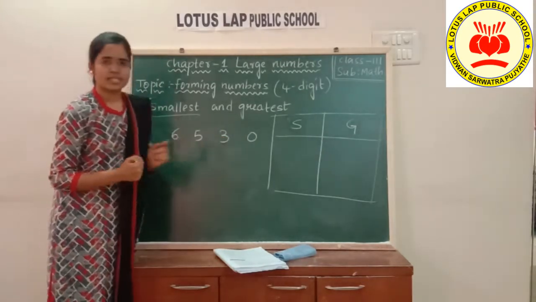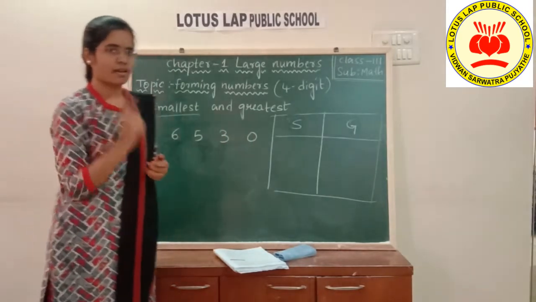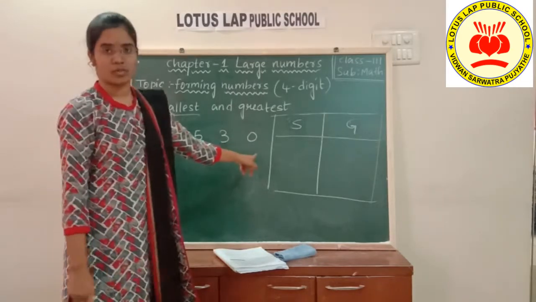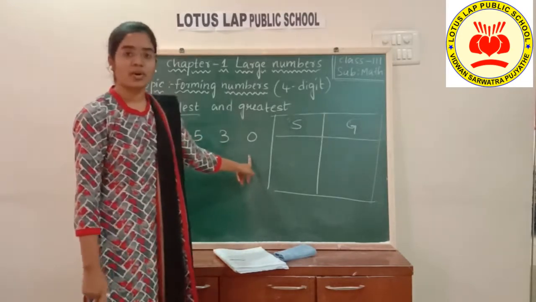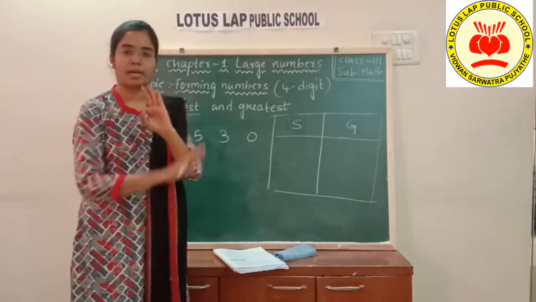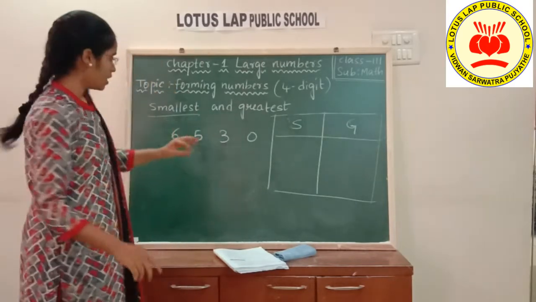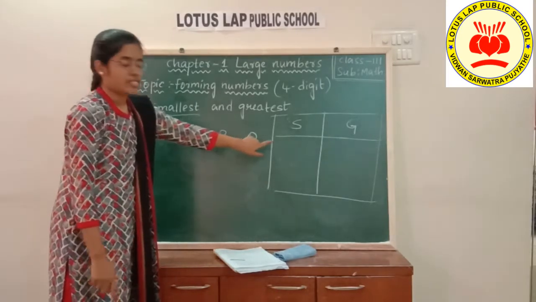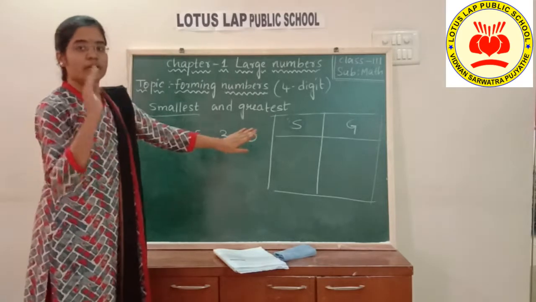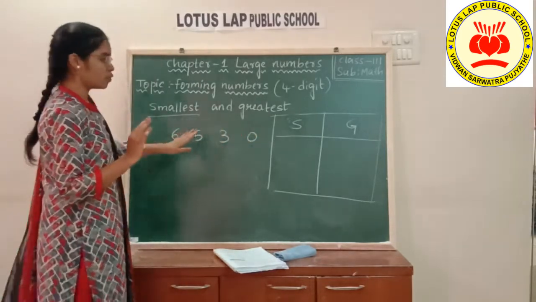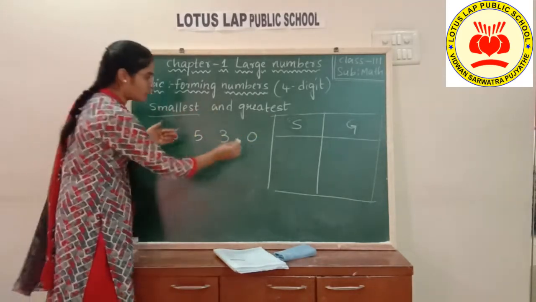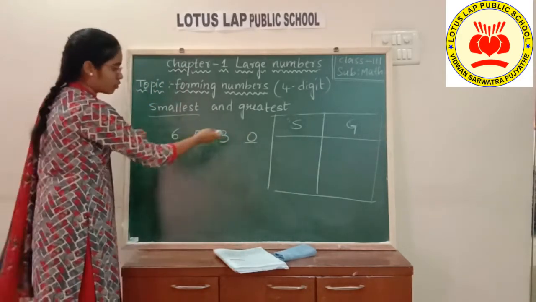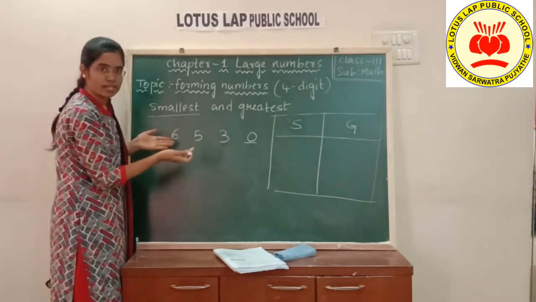Can I take 0 first? In the beginning class I mentioned that a 4-digit number will not start with 0, as 0 has no value. If you start a number with 0, it is only going to be a 3-digit number, not a 4-digit number, children. Here the smallest one is 0, but we should not start with 0. If you leave the 0, what is the next smallest among the digits?